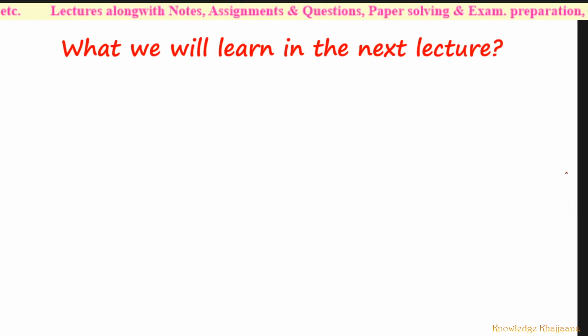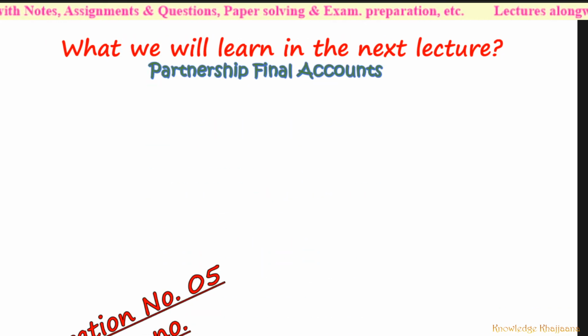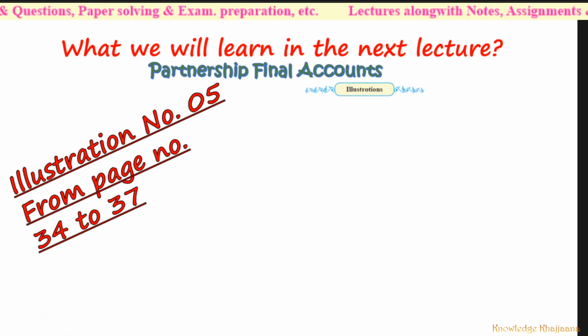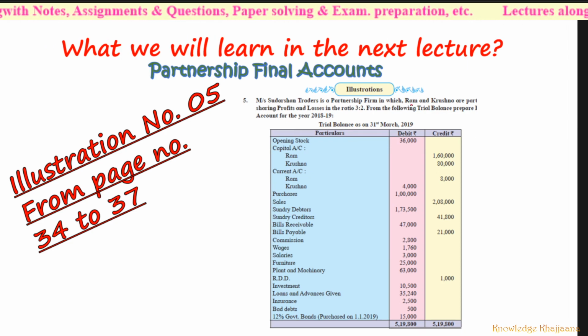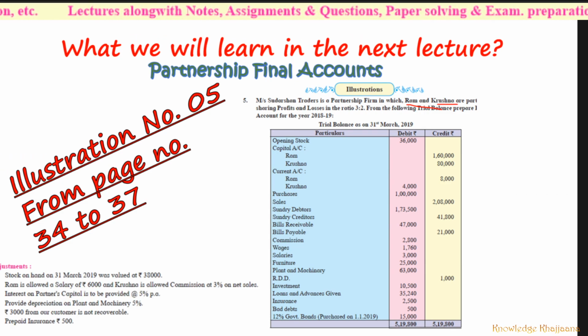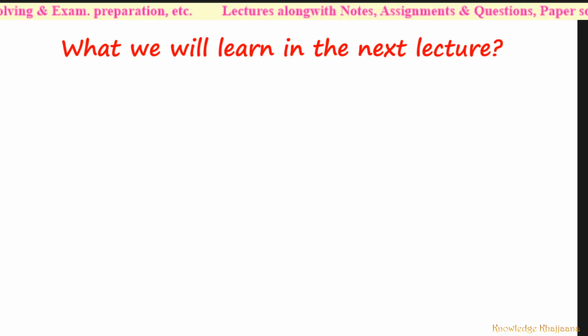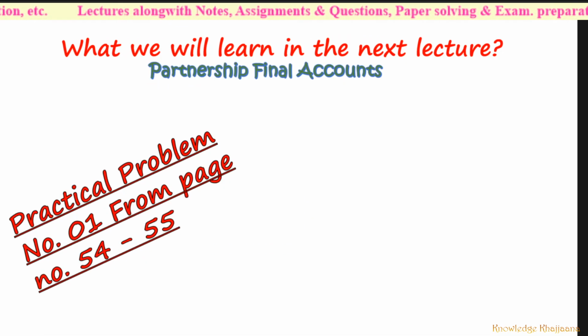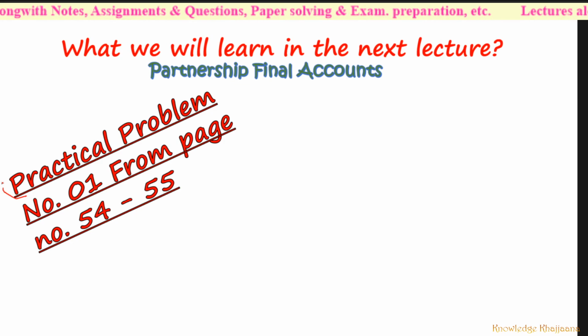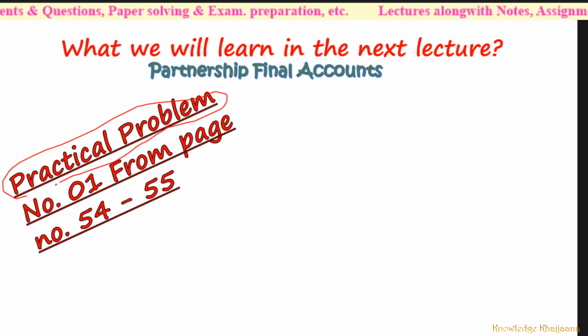What will we learn in our next lecture? Partnership final accounts, illustration number 5, which is given on page number 34 to 37, that is of Rama and Krishna, along with the adjustments. One more thing we are going to learn in our next lecture, that is the most important thing: practical problem. We are going to solve practical problem number 1.